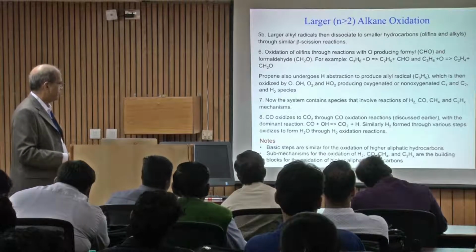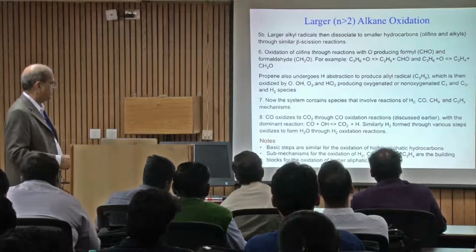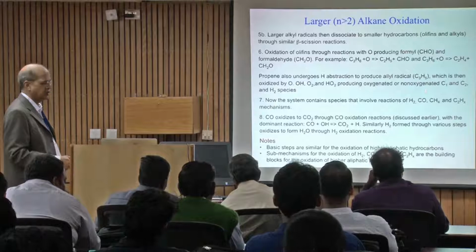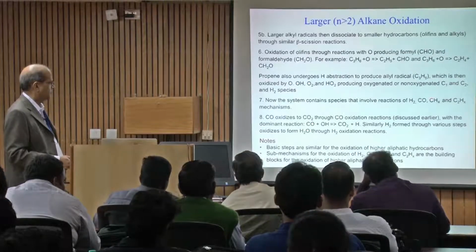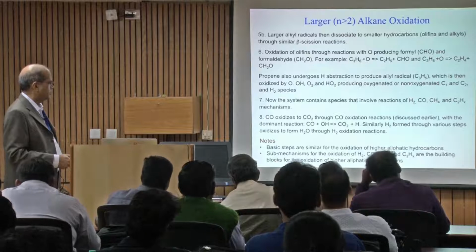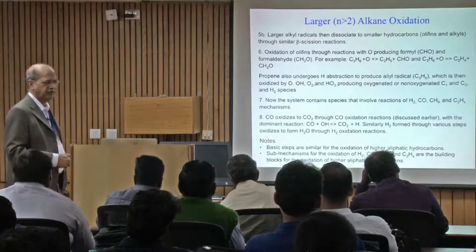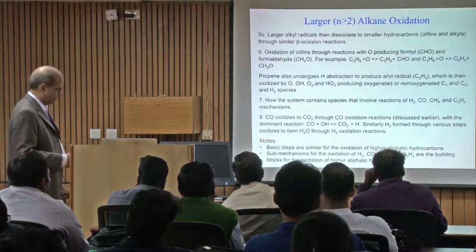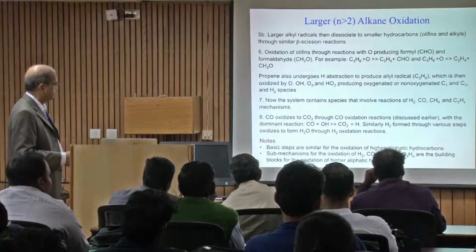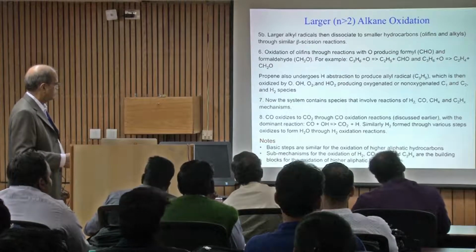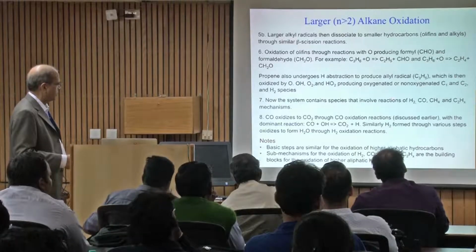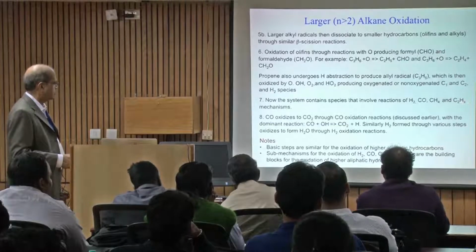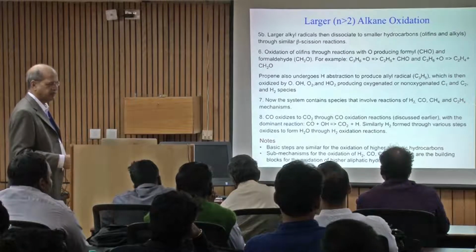So, eventually the system contains smaller hydrocarbons, because larger ones are reduced through hydrogen abstraction or breaking of the CC bond. And then the oxidation reactions. Oxidation reactions will be with O and OH. I did not write a lot of steps in step 6. So, now the system contains species that involve reactions of H2CO, CH4, and C2H3, C2H5.